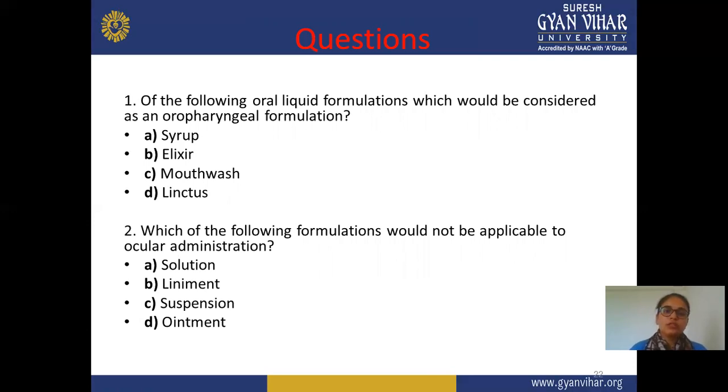In the first question, of the following oral liquid formulations, which would be considered as an ophthalmic gel formulation? In this, option A is syrup, B is elixir, C is mouthwash, and D is a linctus.